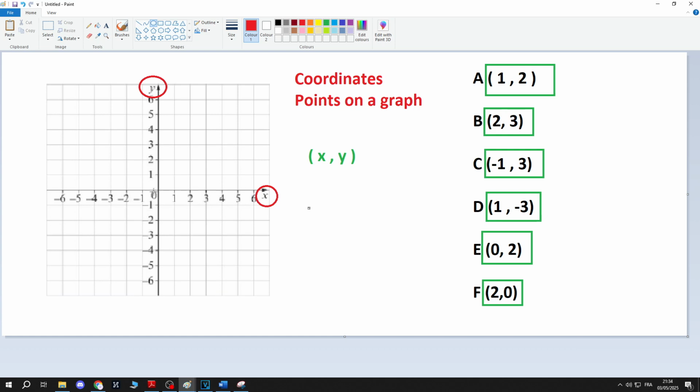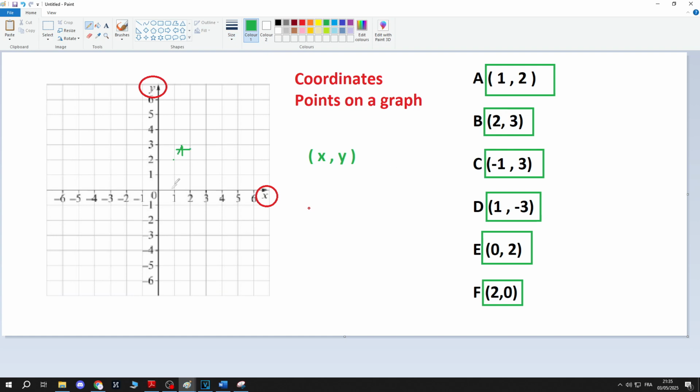Now, let's first look at the x-axis and see what number matches x for each point. So let's start with A. x here is 1, and this is 1 on x. But then let's look at y. y here is 2. So for us to plot the point A, we would first look at x. x is 1, right? x is 1, and y is 2. So we move up. So this is point A.